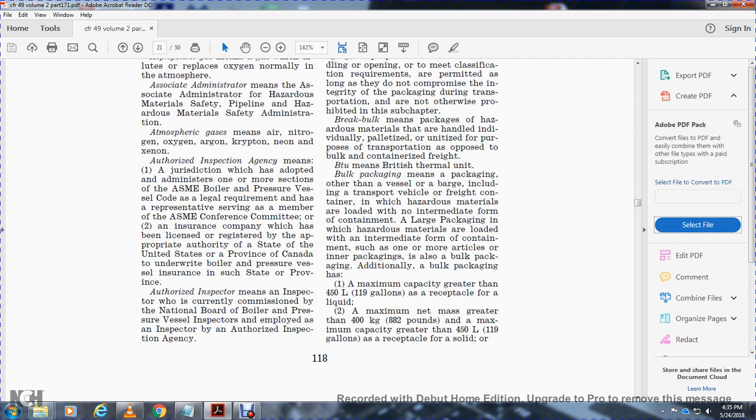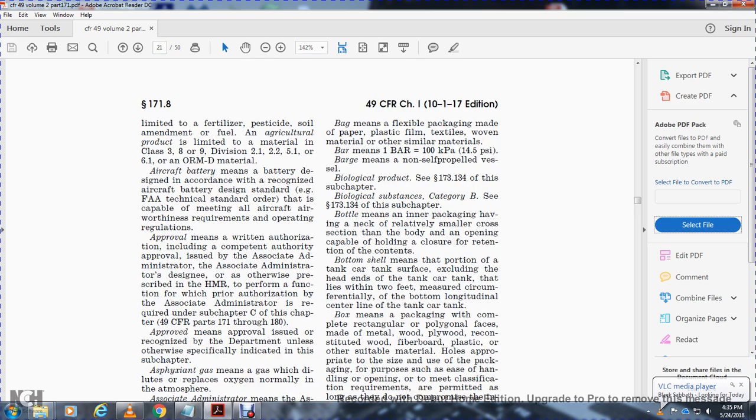Authorized inspector means an inspector who is currently commissioned by the National Board of Boiler and Pressure Vessel Inspectors and is employed as an inspector by the authorized inspection agency. Bag means a flexible packaging made of paper, plastic film, textile, woven material, or other similar materials. Bar means 1 bar equals 100 kilopascals, or 14.5 psi. Barge means a non-self-propelled vessel.